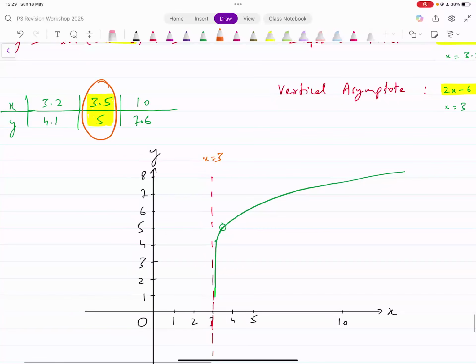So you take this important point. That's 1 point that you have. Now you take 1 point to the right of that, 1 point to the left of that, and you will understand what the shape of the graph looks like. Close to the asymptote, it's going to go towards negative infinity. On the other side, it goes like this. And that's it. That's your graph. Okay.